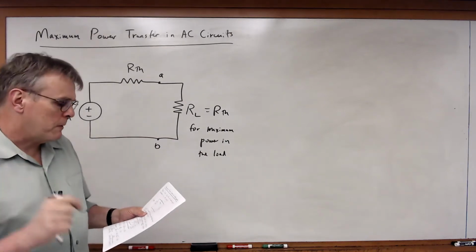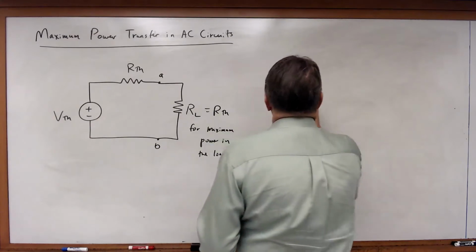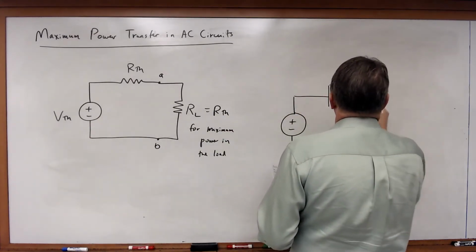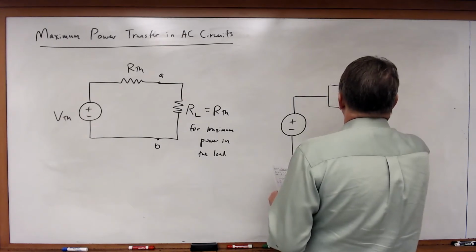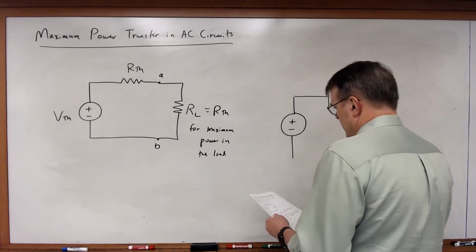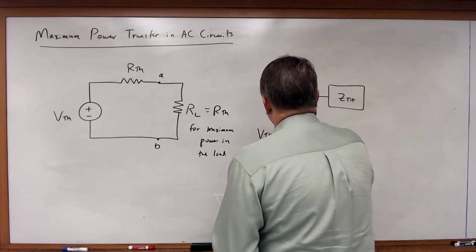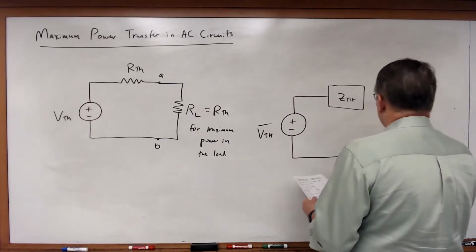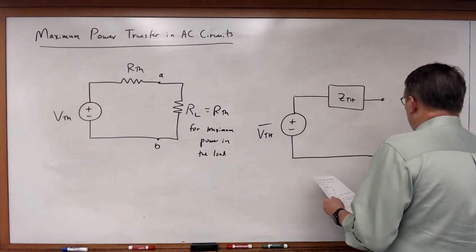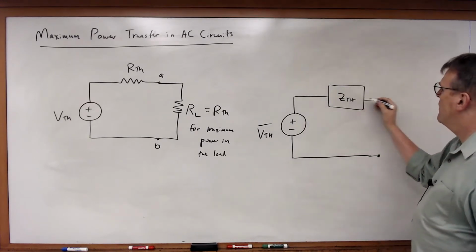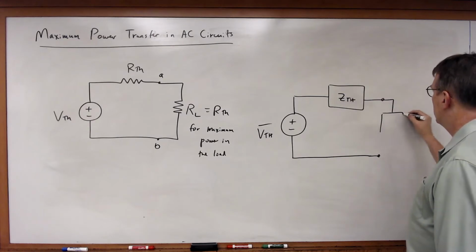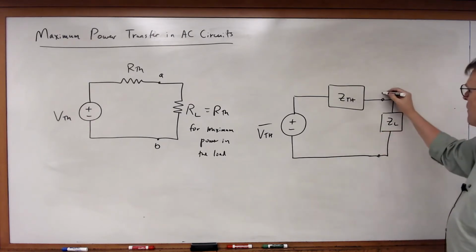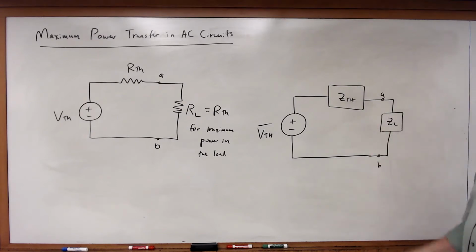Now let's consider the frequency domain. Let's say we have this circuit, where now we have a Thevenin impedance, a phasor voltage, Thevenin voltage, and now we want to know what value of load impedance results in maximum power transfer in this load.